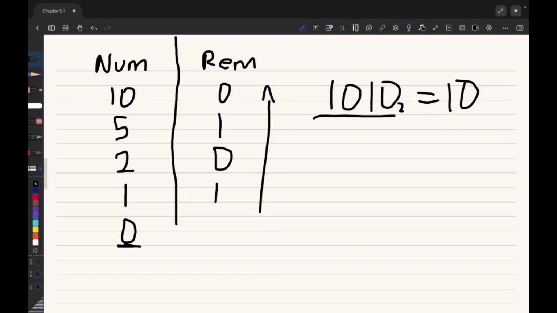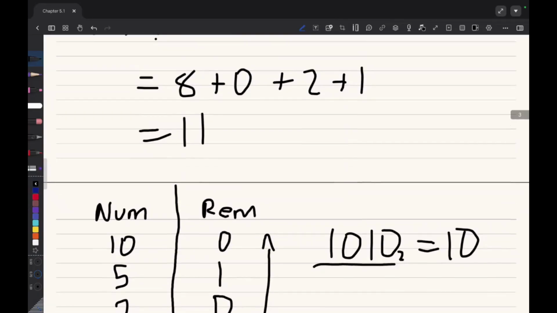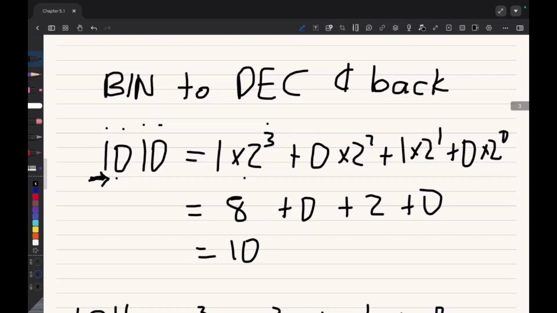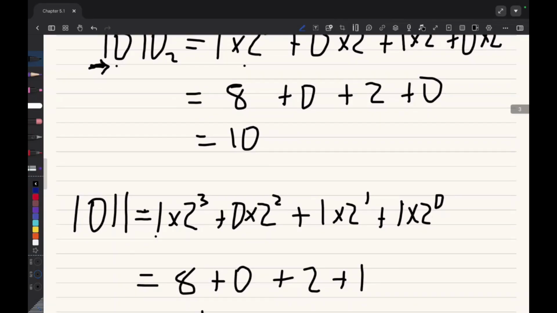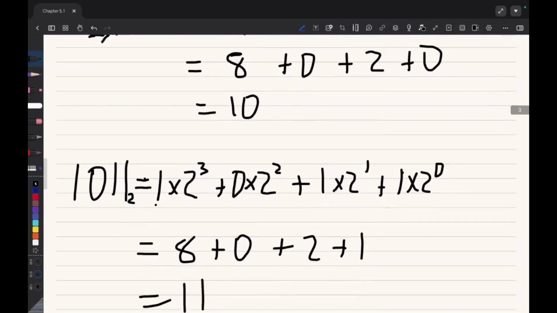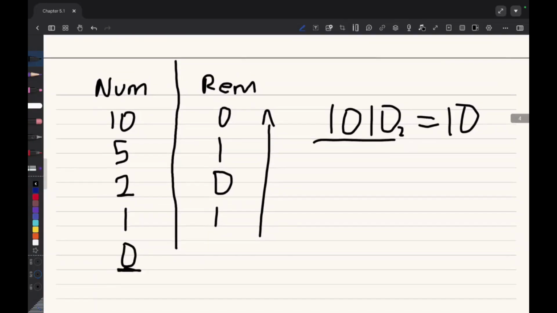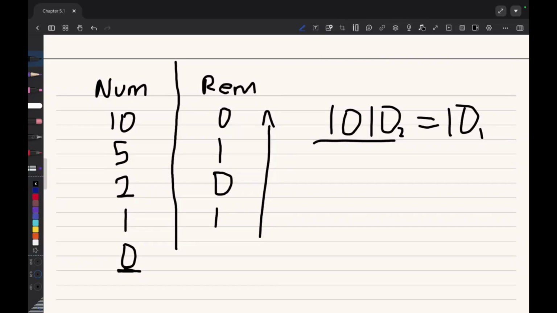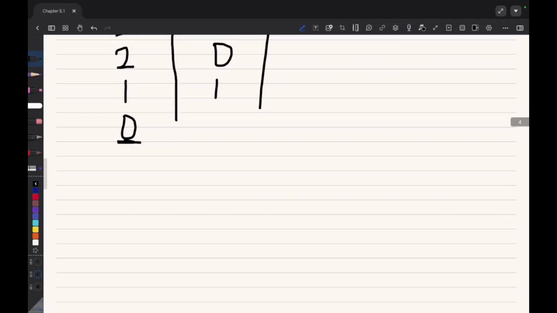Oh, and I forgot the base of 2. Don't forget bases. That's base of 2, base of 2. And for base of 10, it's not that important to write the base of 10 because it's a natural number. We use this number every day, so yeah, we can't risk that.